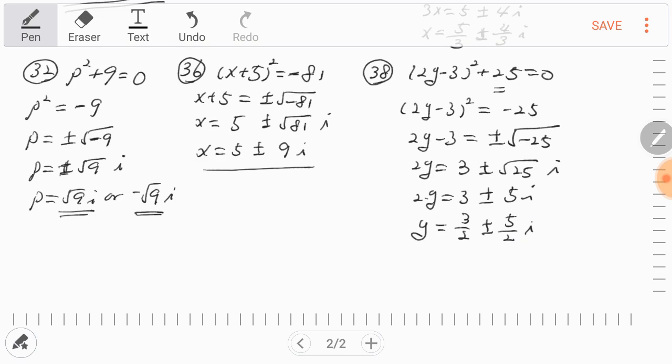Now I'm going to write 5 over 2 first because I just want to make sure that this is the imaginary part, something i. Like a 2i, 4i, 5i, 5 over 2 i. So it is better to separate the coefficient, the numbers and the i. But anyway, this is a product, 5 over 2 i.